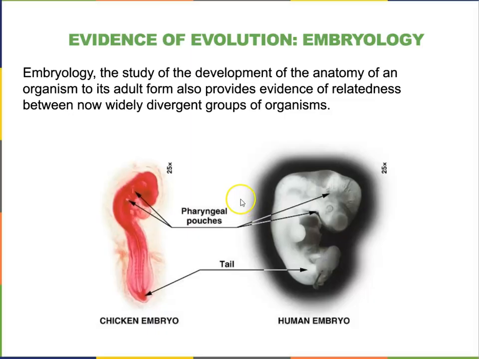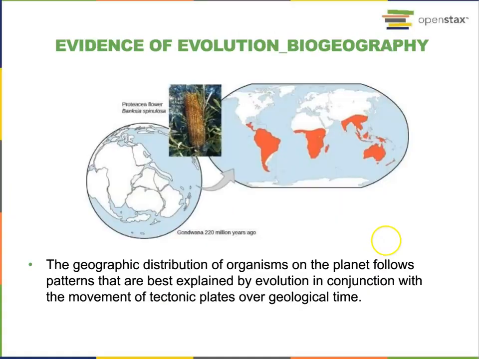Embryology is another piece of evidence for evolution. Embryology studies the structure and the development of the embryo. The similarity of embryos between species, for example, chicken and human, also shows the relatedness between those two species.